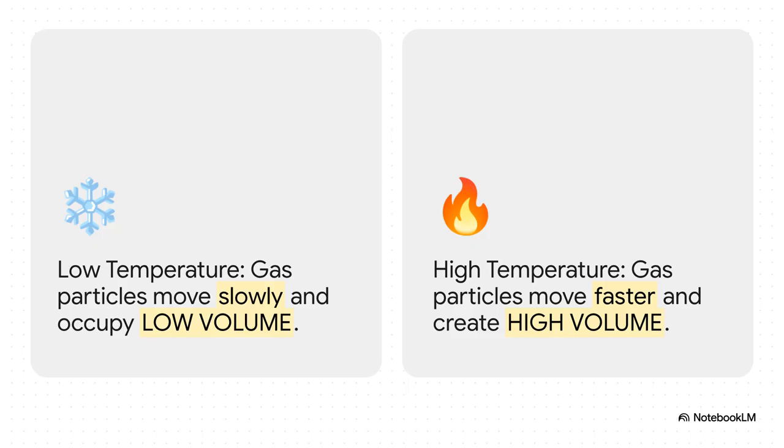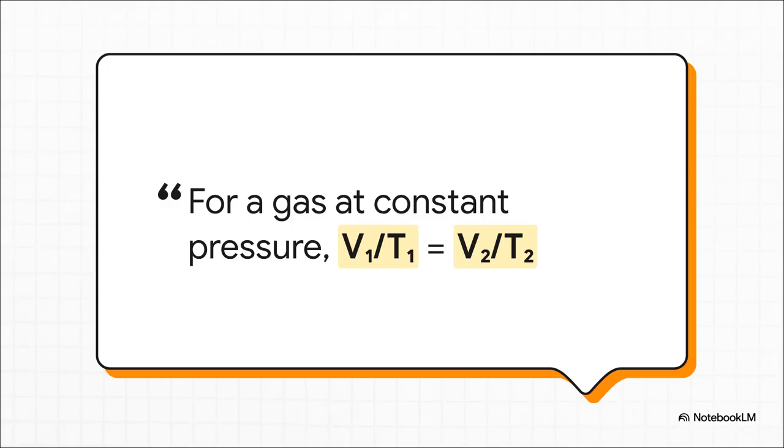Heat is just energy. So when you heat a gas, its particles start zipping around like crazy, pushing outwards on the container, and boom, the volume expands. Cool it down, they get all sluggish, and the volume shrinks. And the math is just as clean. The ratio of volume to temperature is always constant. This gives us another really powerful but simple predictive equation.